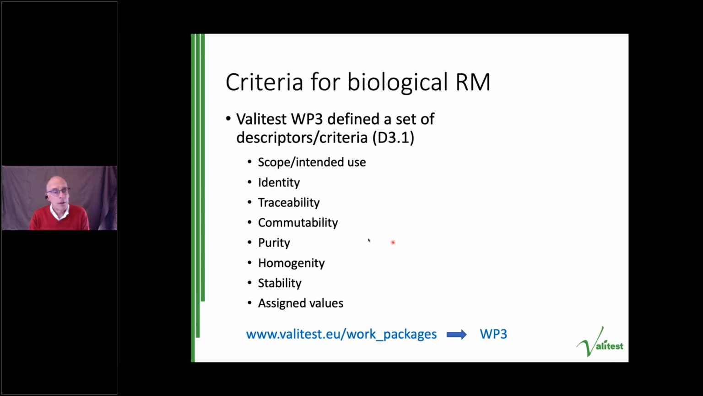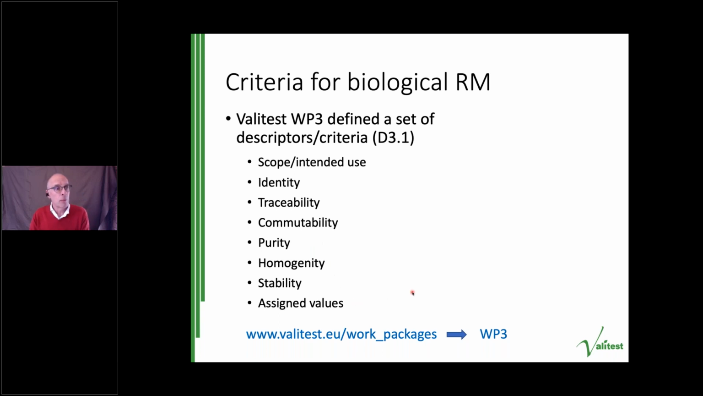So this slide lists a number of these criteria, right? And we will go through them separately. First of all is the scope, the intended use. Identity is an important one. Traceability, commutability, it's a difficult term, but I will explain that later. Purity, homogeneity, stability, and assigned values.